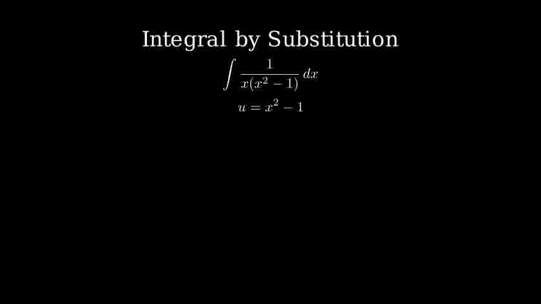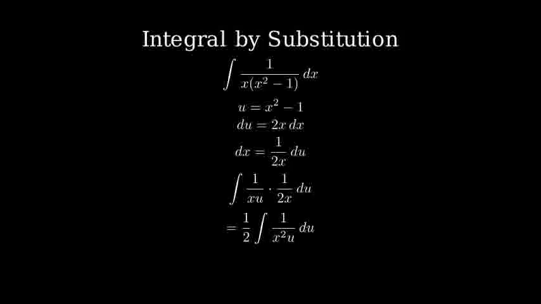So let's differentiate u. The differential du will be equal to 2x times dx. Let's solve for dx in terms of du. We'll divide both sides by 2x to isolate dx, so dx becomes 1 over 2x times du. Next, substitute back into the integral. The integral becomes 1 over xu times 1 over 2x times du.